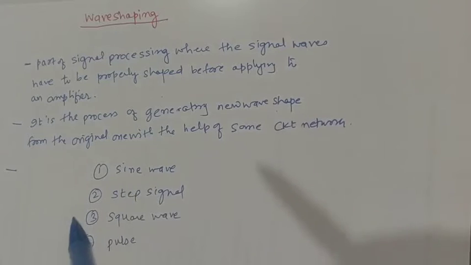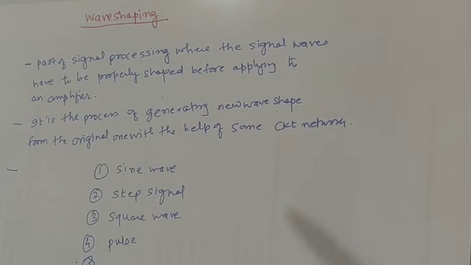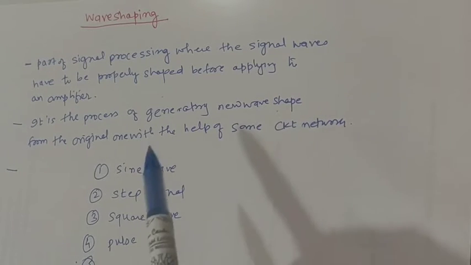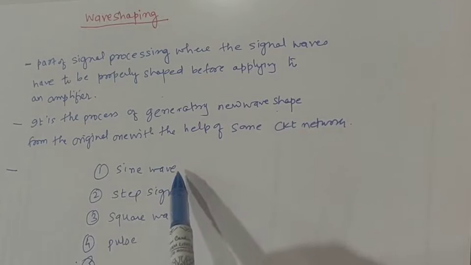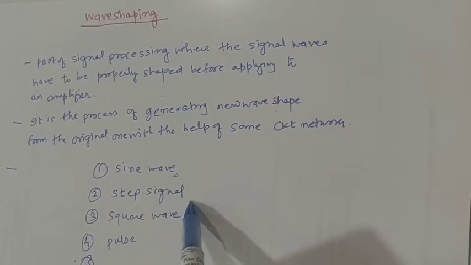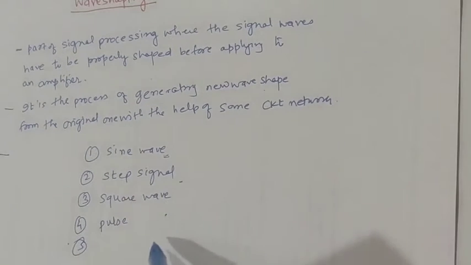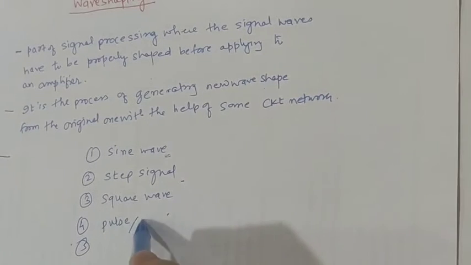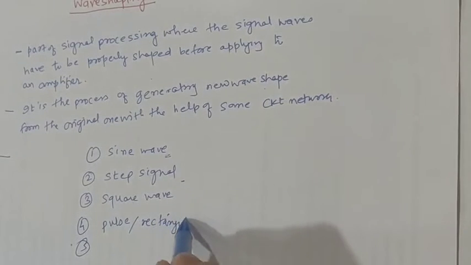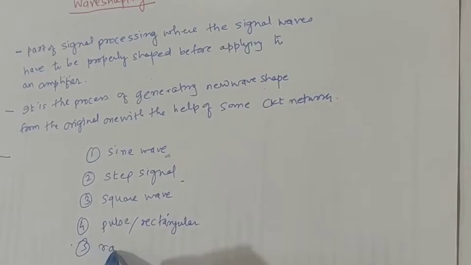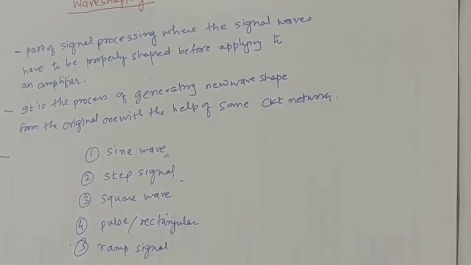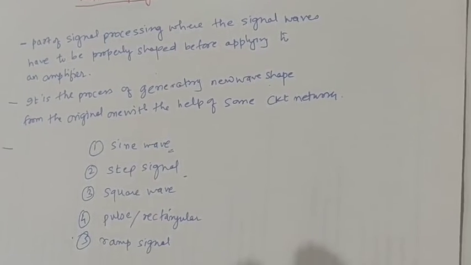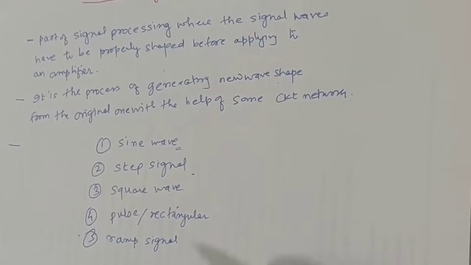That circuit network is called pulse circuitry. Now in pulse circuitry there are different signals that we usually encounter. The first one is a sinusoidal signal that you know, then a step signal, then a square signal, a pulse, or we can say a rectangular waveform, or a ramp signal. So these are the usual signals that we encounter in daily circuit designing.